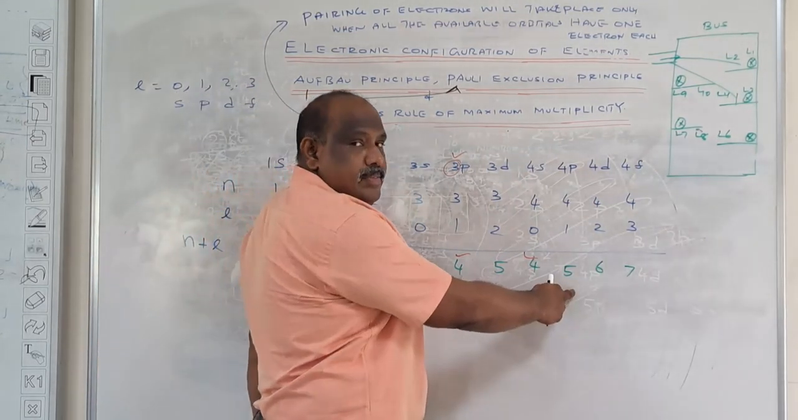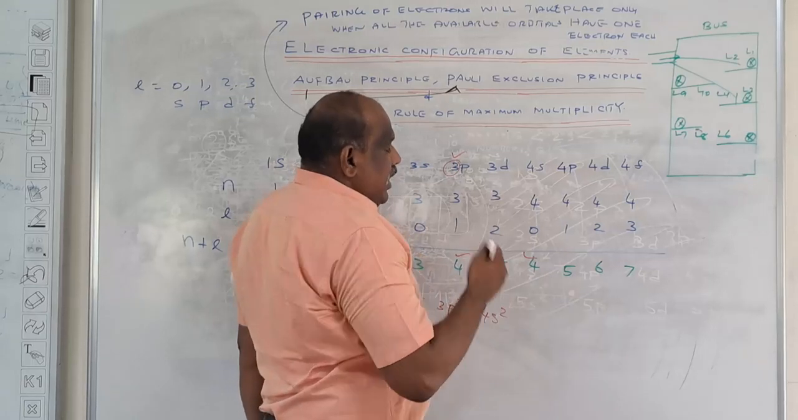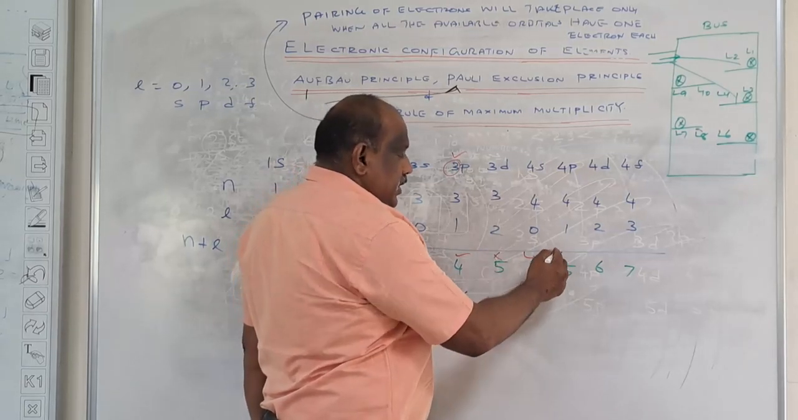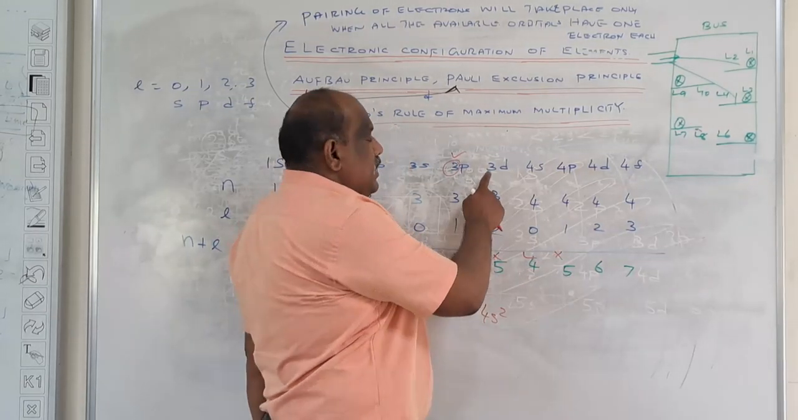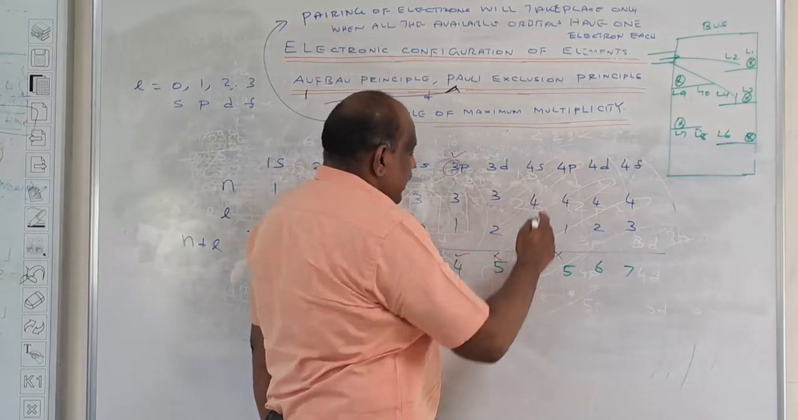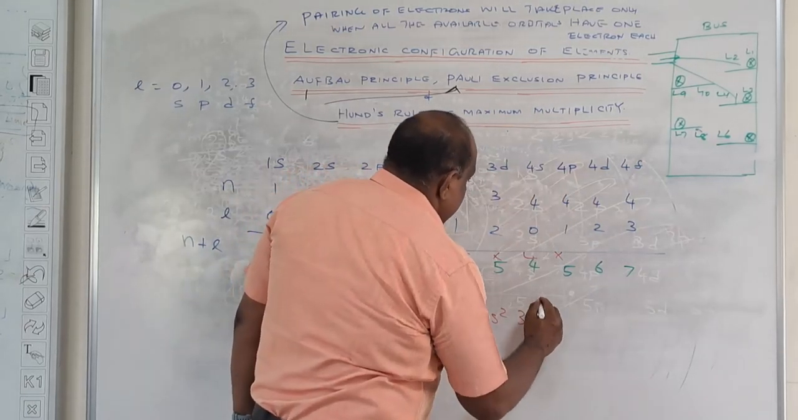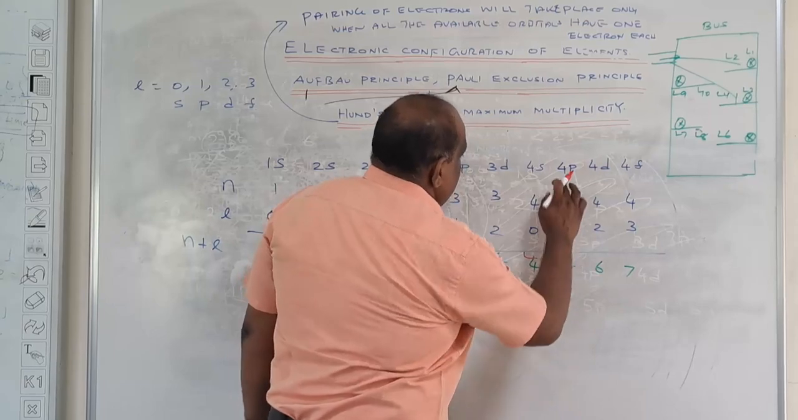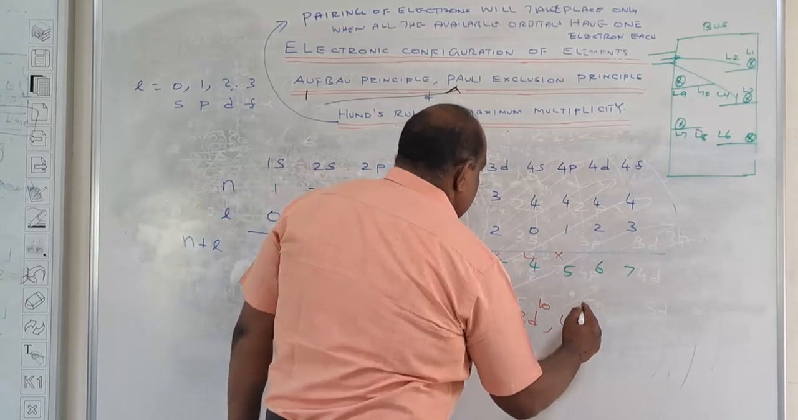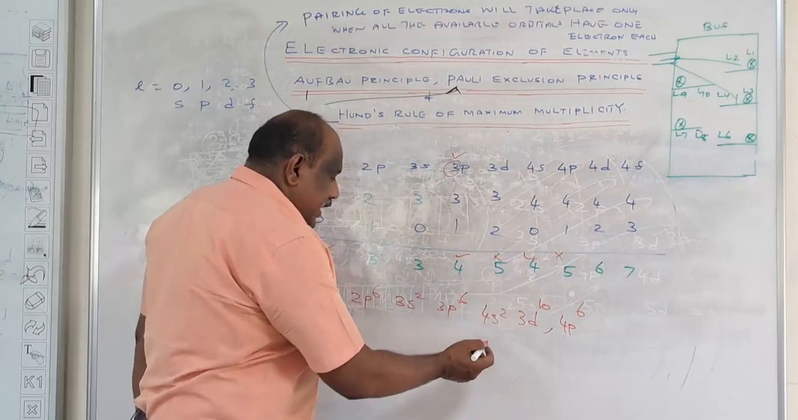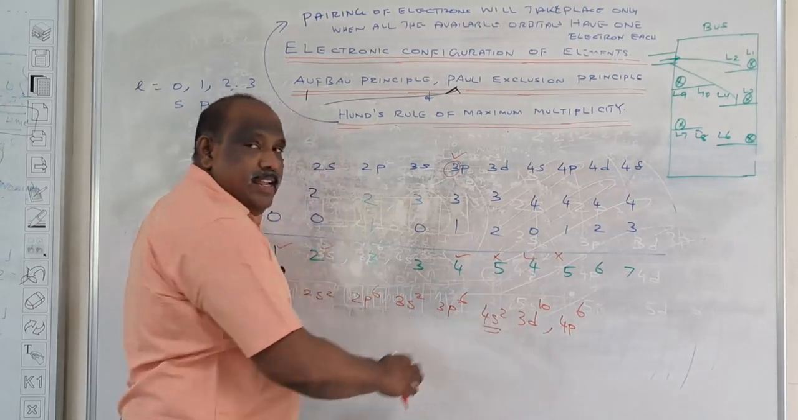Then which one has to come? There are two 5s. Which 5 do I have to give importance to? 3d, because 3 is a lesser number compared to 4p. So it is 3d10. Then 4p6. Now you see, once again, 4s is coming before 3d.